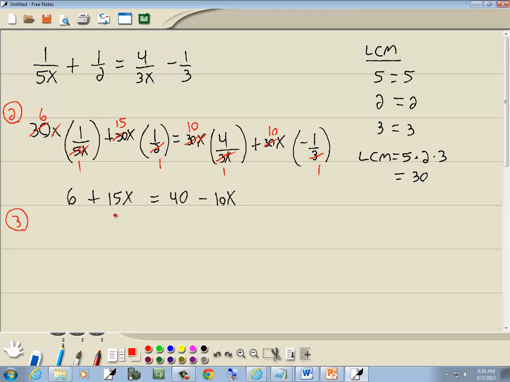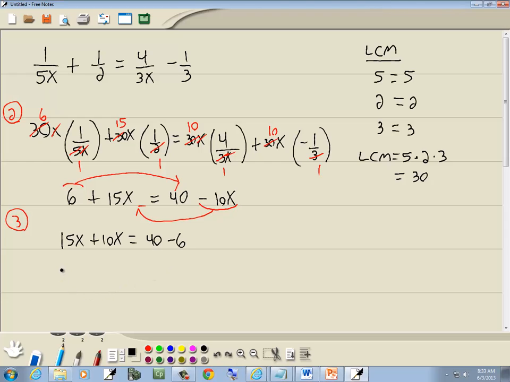Step 3. Get everything with an x on one side, numbers on the other side. So I'm going to take the negative 10x, move it to the left side, and take the 6 and move it to the right side. So we've got 15x plus 10x equals 40 minus 6.